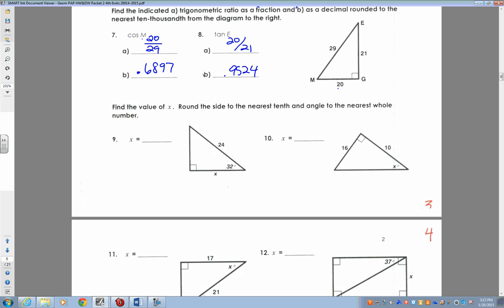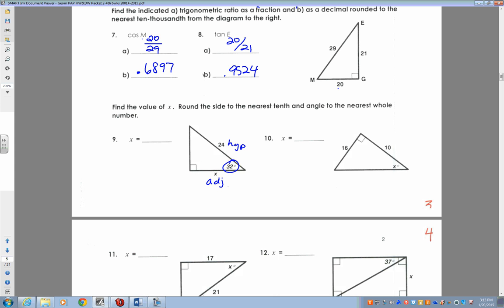The first thing you have to do is always identify the angle that they want you to use trig with. It's the acute angle and never the right angle. So we're going to circle 32 because that's the angle. Then you label the parts in relationship to that angle. So 24 is the hypotenuse. X in relationship to this angle 32 is adjacent, okay?